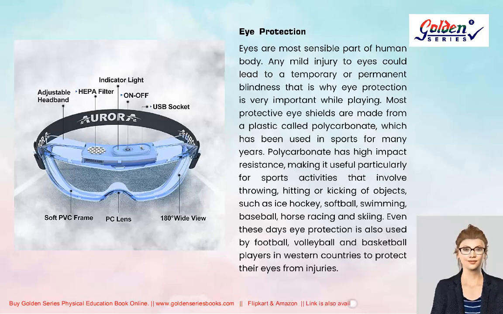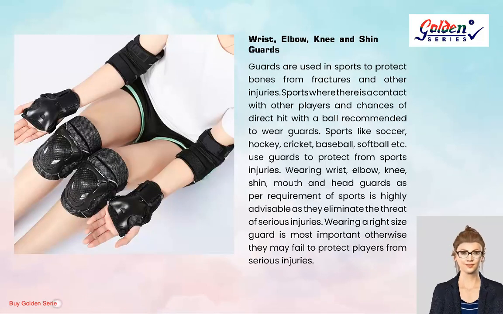Polycarbonate has high impact resistance, making it useful particularly for sports activities that involve throwing, hitting or kicking of objects, such as ice hockey, softball, swimming, baseball, horse racing and skiing. Even these days eye protection is also used by football, volleyball and basketball players in Western countries to protect their eyes from injuries.